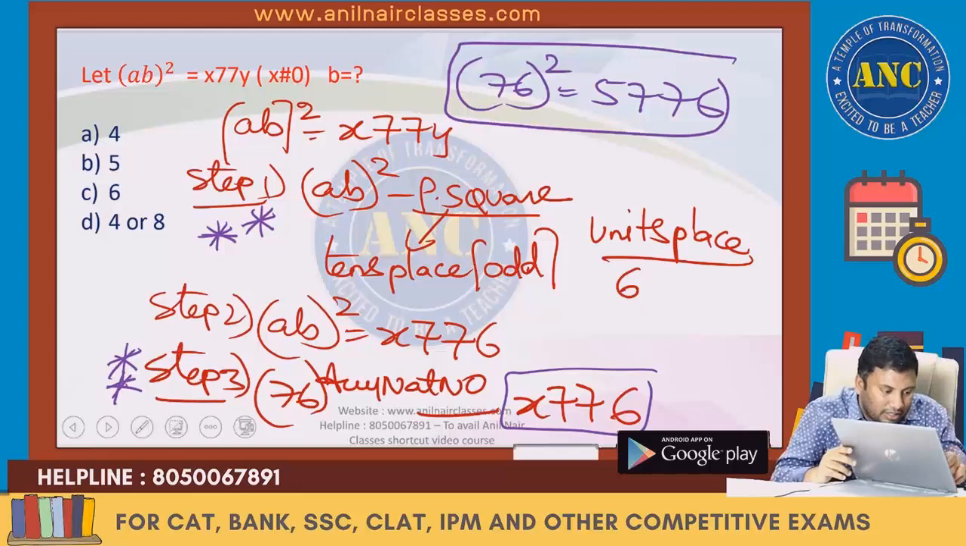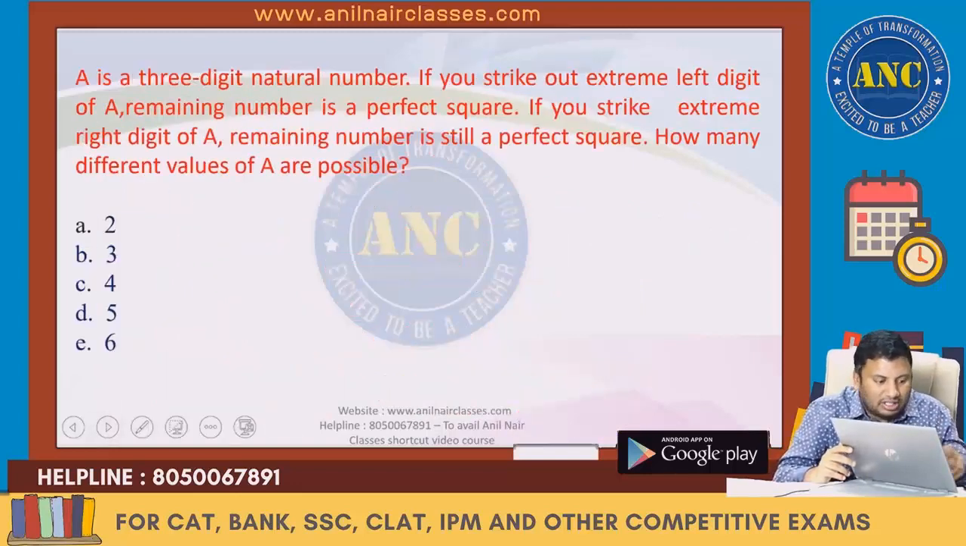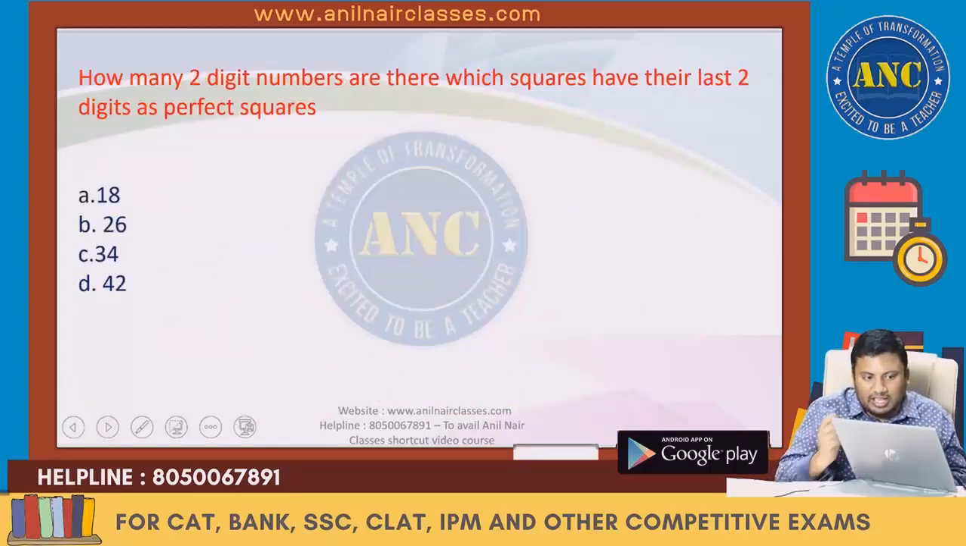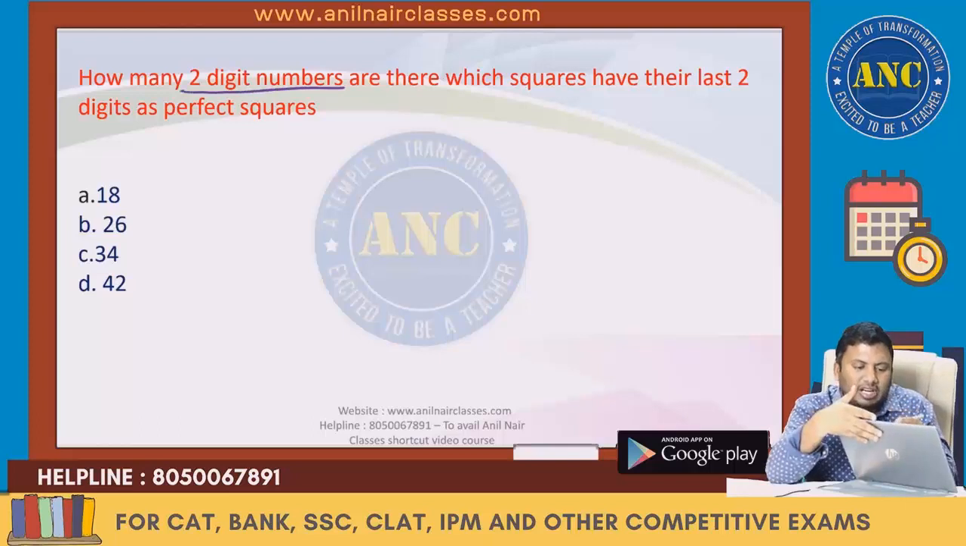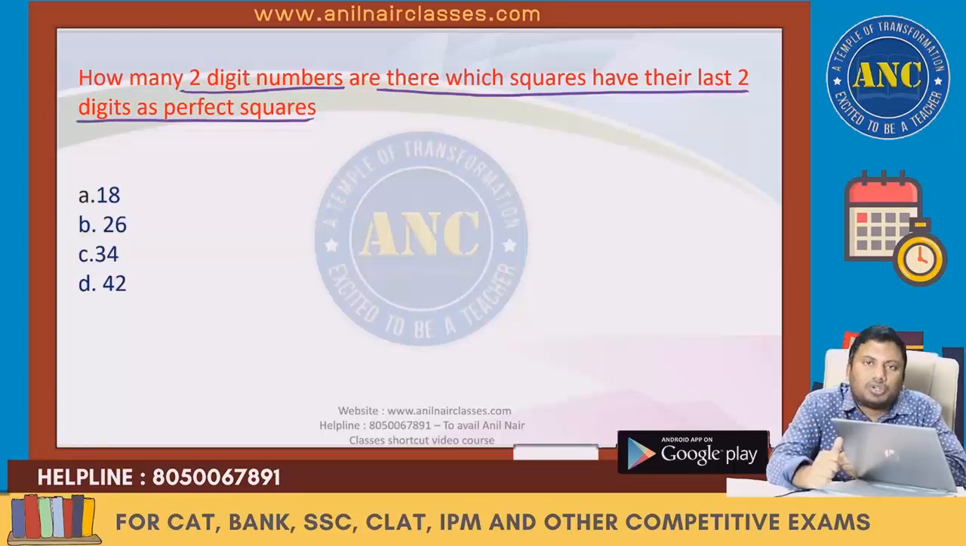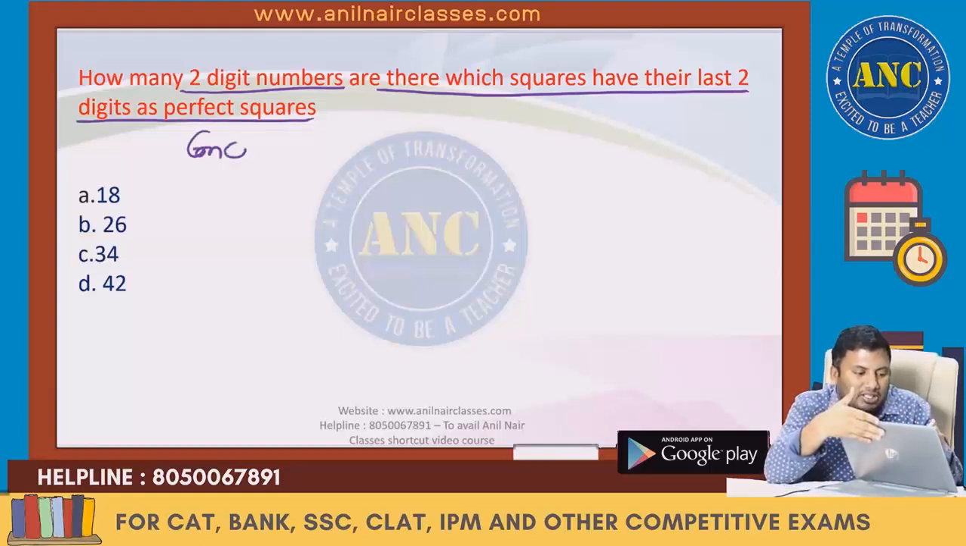5776, it is over. Next one, we will solve this question also. How many 2-digit numbers are there where the squares have their last 2 digits as perfect squares? Write down a concept.